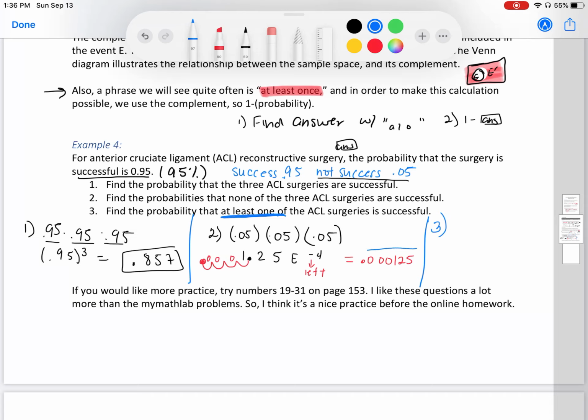So we have our answer for our failures. So we do 1 minus 0.000125. And our answer is 0.999.